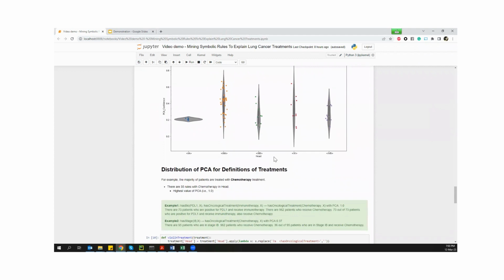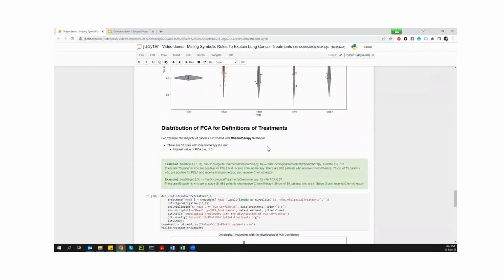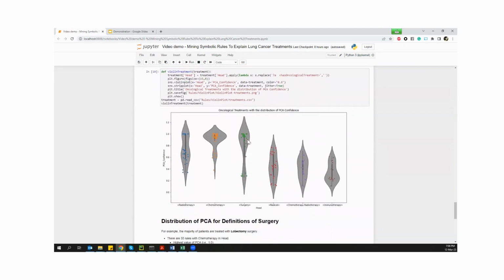Exploring these mined logical rules by performing this type of statistical analysis is shown in the Jupyter notebook. There are many examples which are available in the GitHub repository.